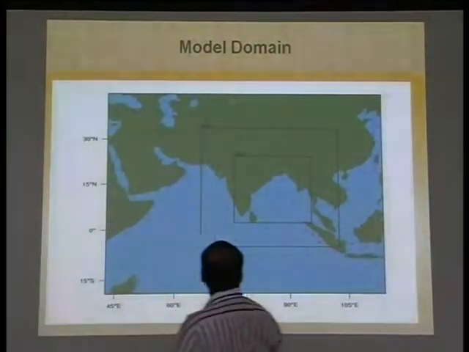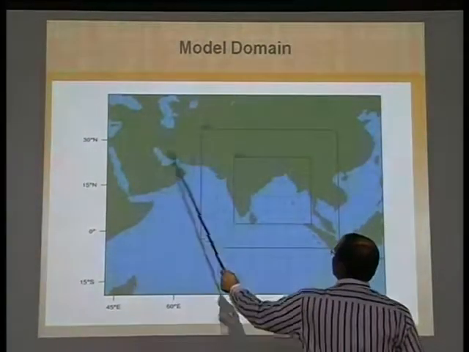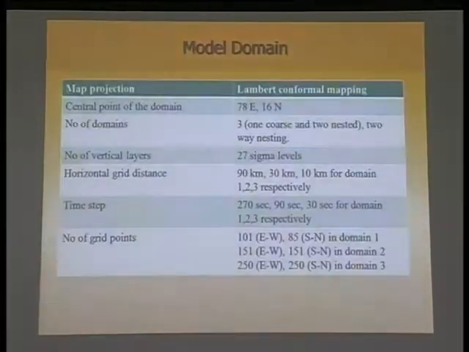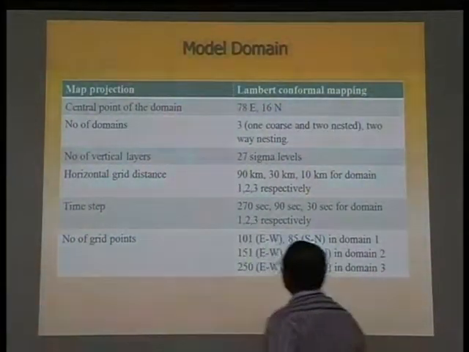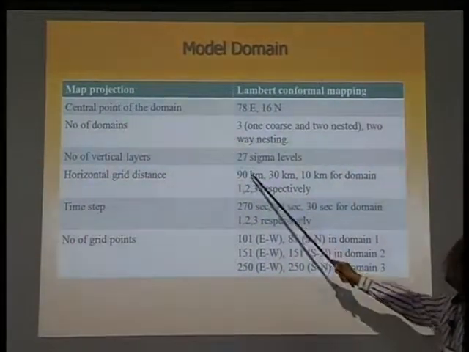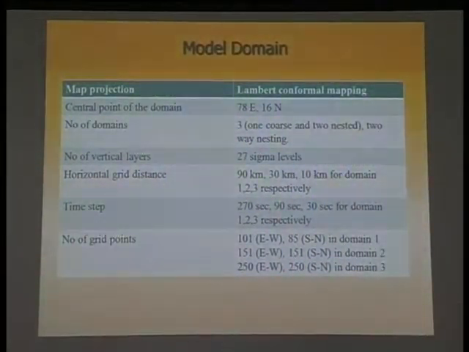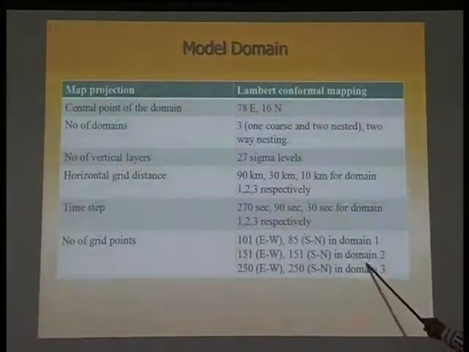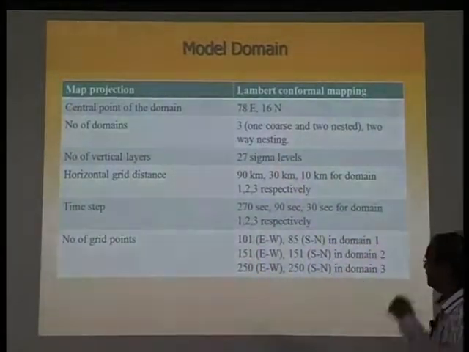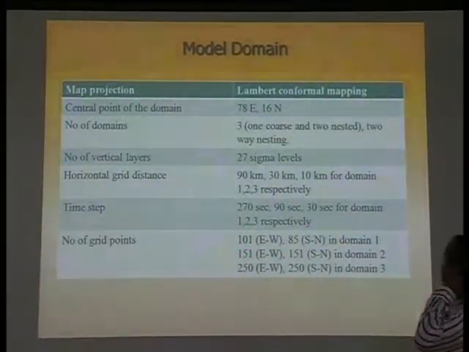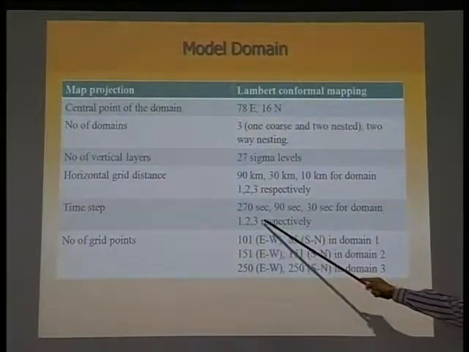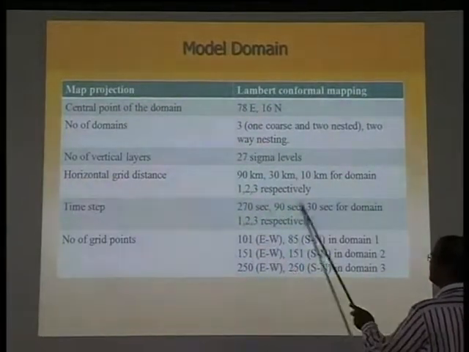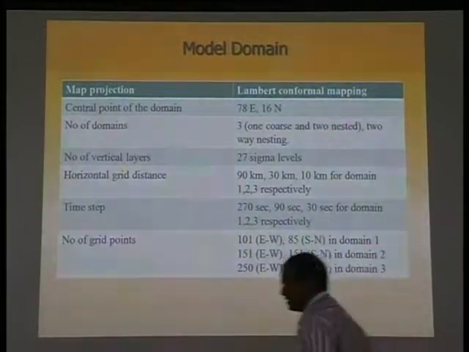So the model domain is like this. I'll give you the specification. This is domain 1, 2 and 3. The horizontal grid distances for 1, 2, 3 are 90 km, 30 km and 10 km respectively, and the number of grid points in latitude and longitude are given for domain 1, domain 2 and domain 3. The number of vertical layers is 27. The central point of the domain is 70 degrees east and 16 degrees north. The time step for domain 1 was 270 seconds, for domain 2 it was 90 seconds, and for domain 3 it was 30 seconds.